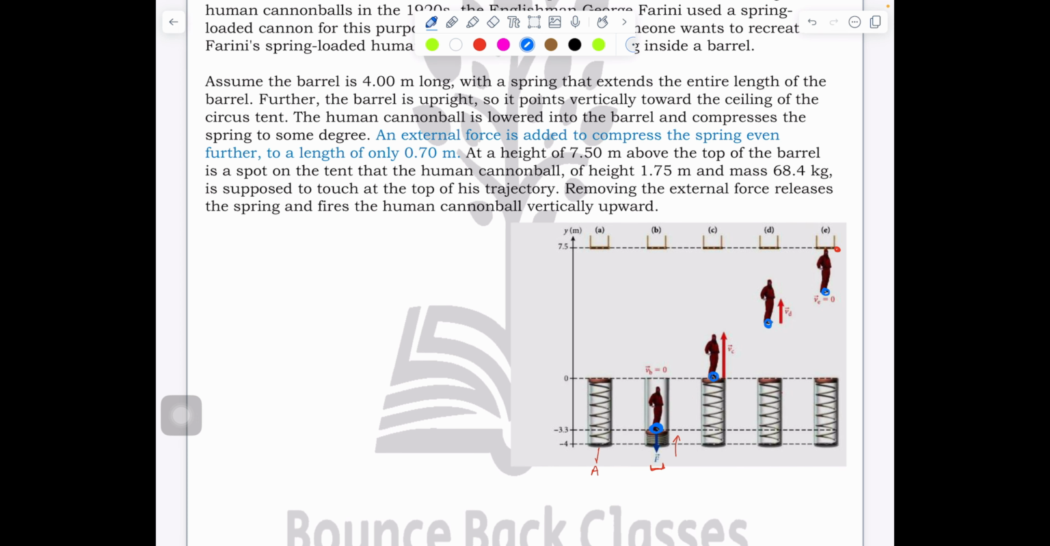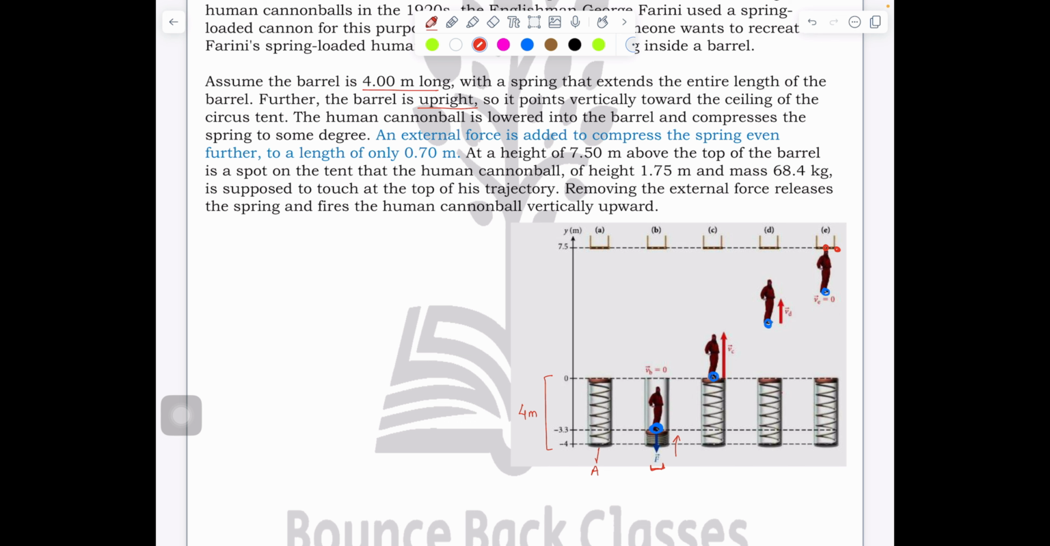Assume the barrel is 4 meter long. The height is 4 meter, with a spring that extends the entire length of the barrel. I'll write barrel length is 4 meter. The barrel is upright, so it points vertically towards the ceiling, the ceiling of the circus tent.